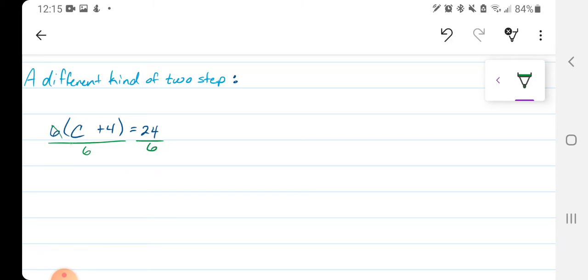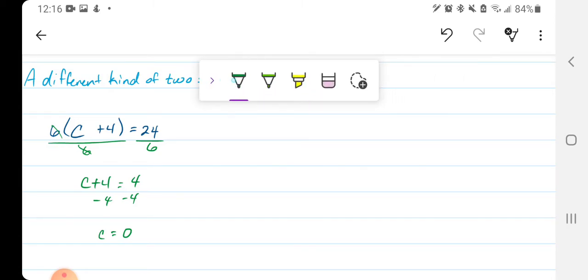And so now these will cancel out because 6 divided by 6 is 1. So you end up with c plus 4 equals, what's that, 4? Yep. And then you'll subtract 4 from both sides. And you'll get c must be equal to 0. That's the only way that works, okay?